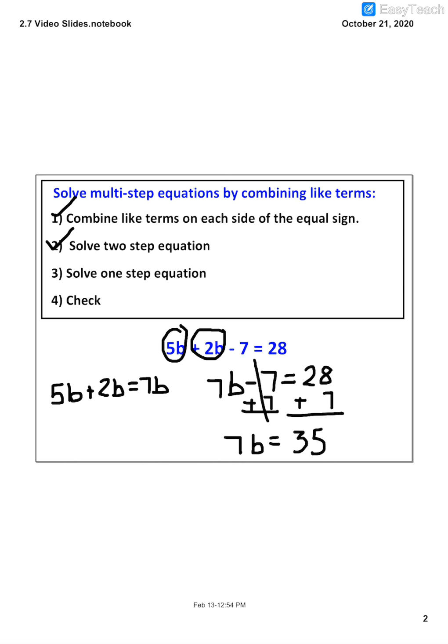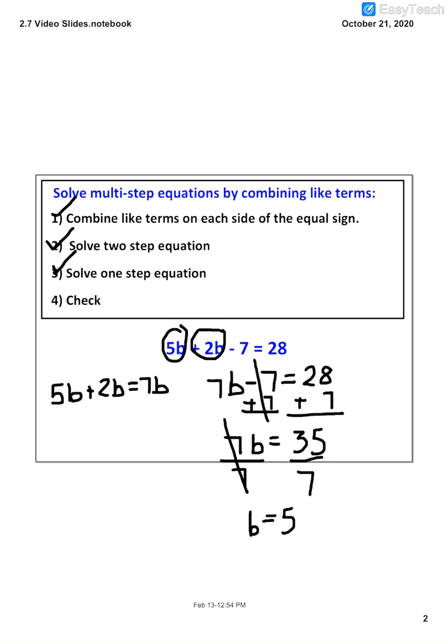7b represents multiplication, so the inverse of multiplication is division. I'm going to divide by 7. Whatever I do to one side of the equal sign, I must do to the other. So I'm left with b is equal to 5. So I solved my one-step equation, and the final step is to check.